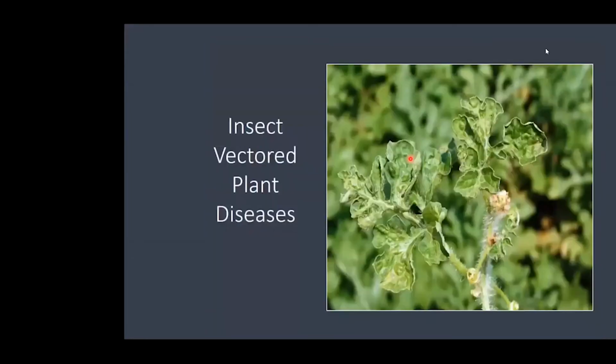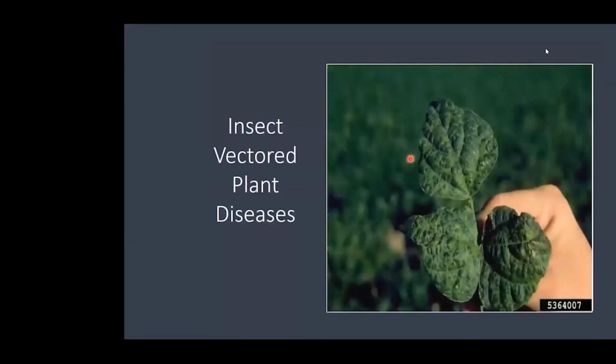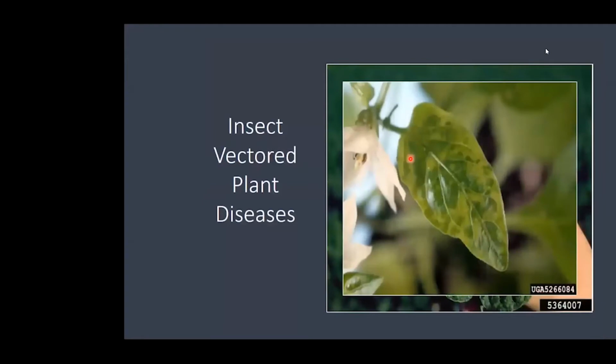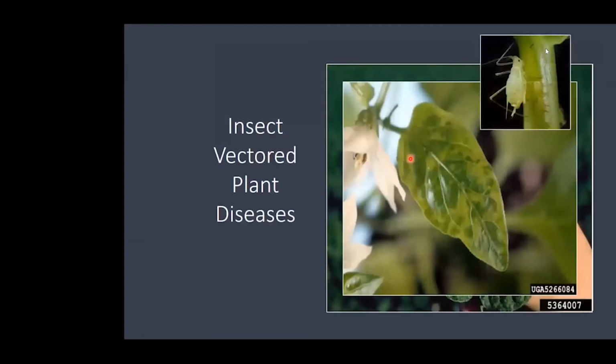And that last one is insect vector plant diseases. So what I mean by this is this plant here, this poor plant, was fed on by an insect. And while it was being fed on, it transmitted diseases into that plant. So oftentimes that's transmitted by aphids.